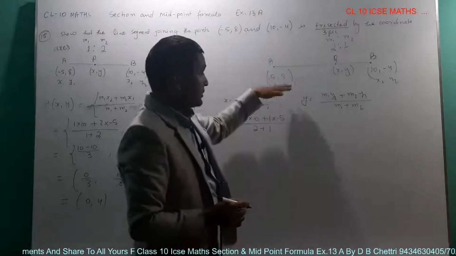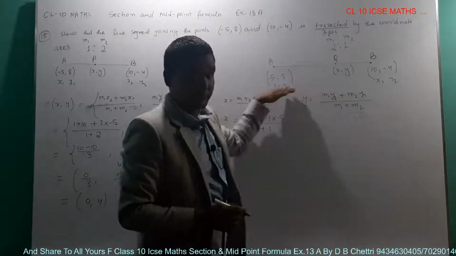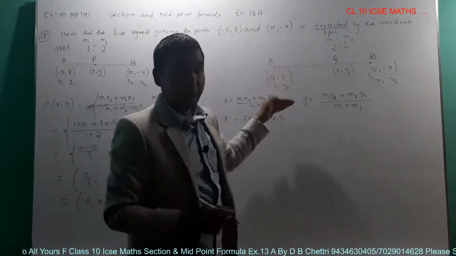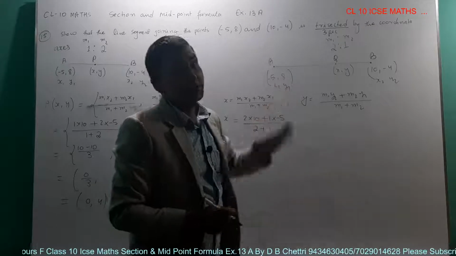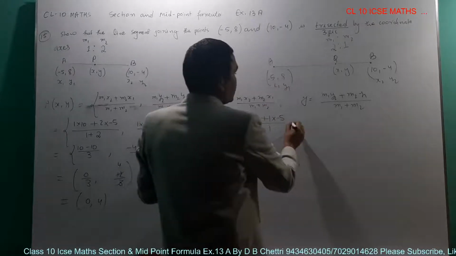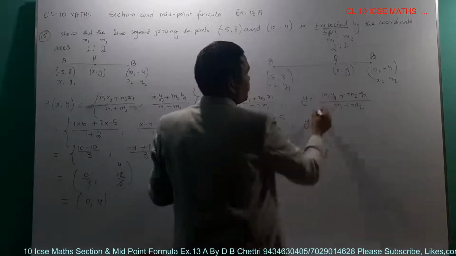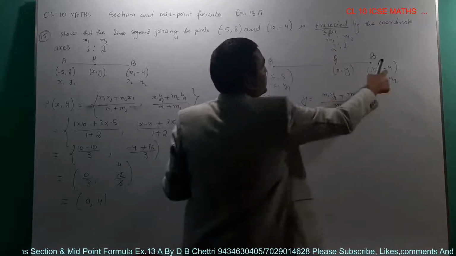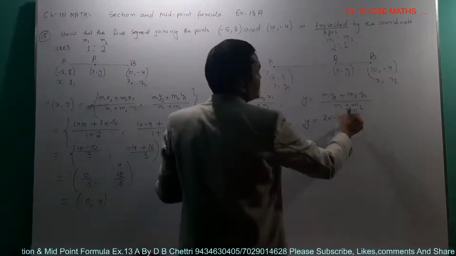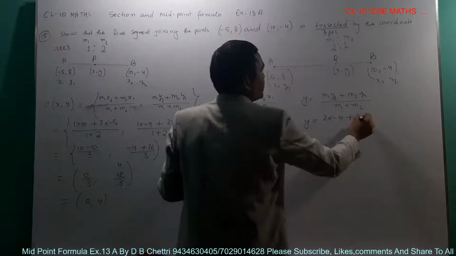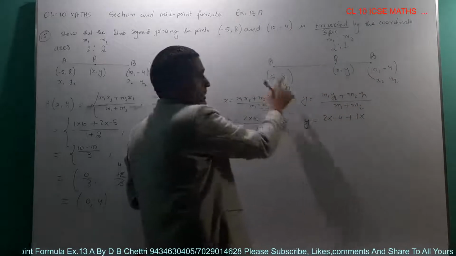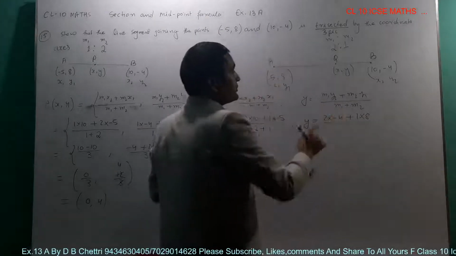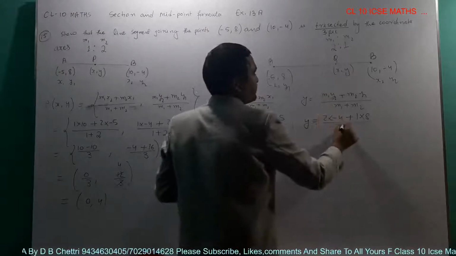Then don't forget to mark the values. This is very important, and always draw the line to do the questions the easy way and correctly. Then for y: m1 is 2, y2 is minus 4, then plus, m2 is 1, then y1 is 8, and divided by m1 plus m2, 2 plus 1.